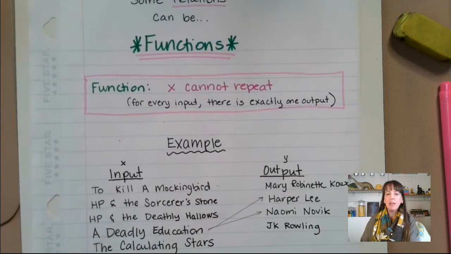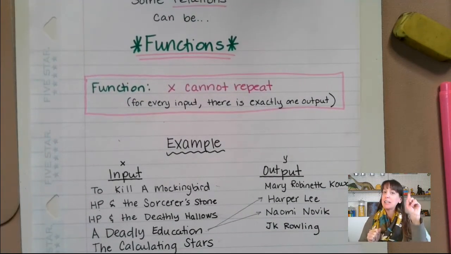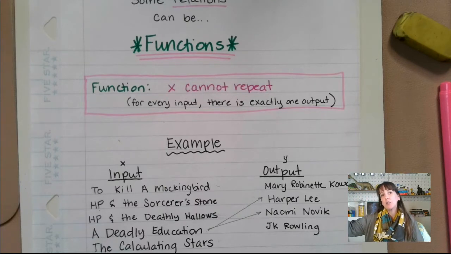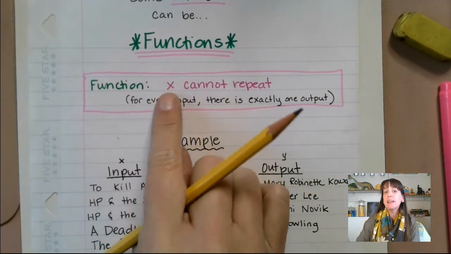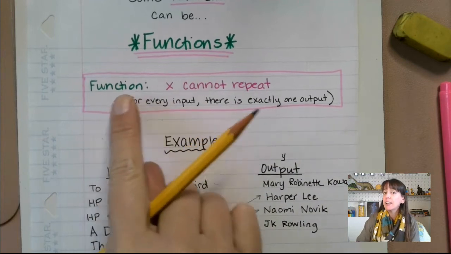So if you take anything away from today, we know X equals domain equals our input, our Y is our range, which is our output, and X cannot repeat. So for a function, X cannot repeat.